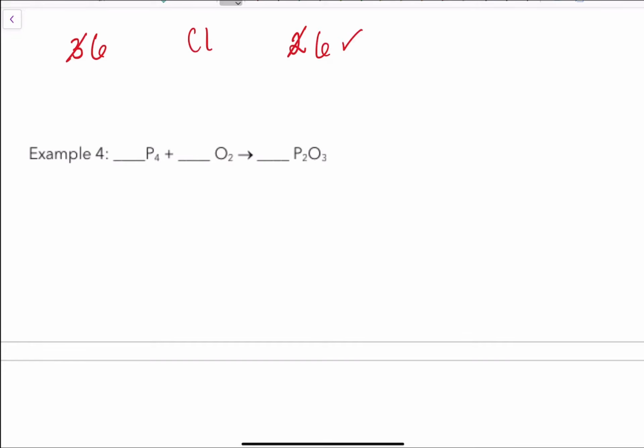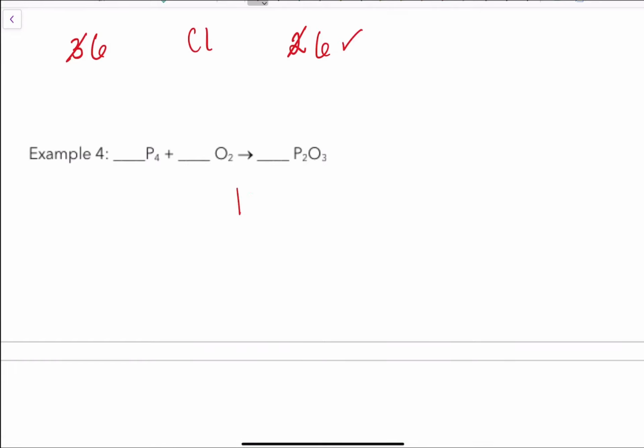Try this entire thing on your own. So pause the video, make the atom inventory, change the coefficients, and check. And then if there's a particular place that you're getting stuck at, make sure you ask for help. Okay, pause the video, give this one a try. All right, let's go over example number 4.